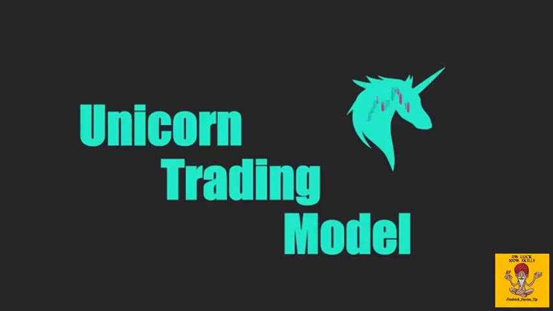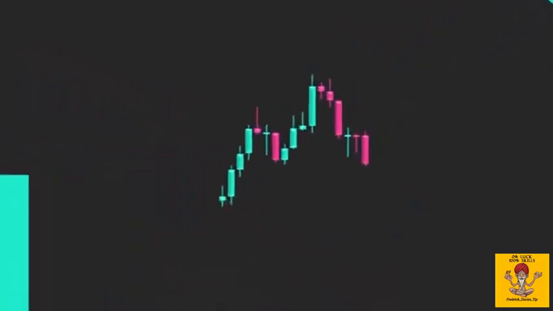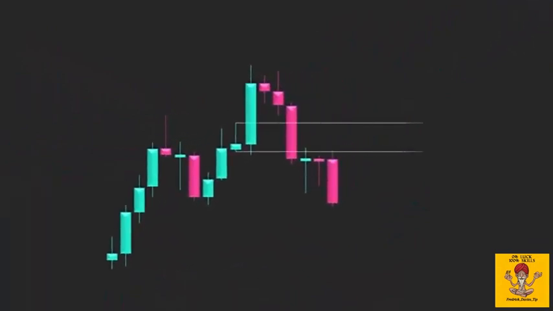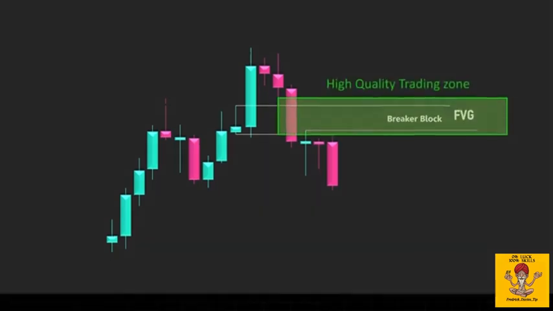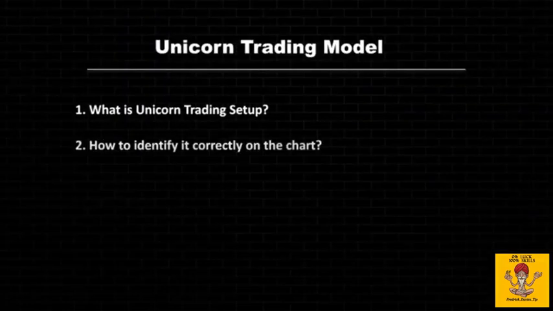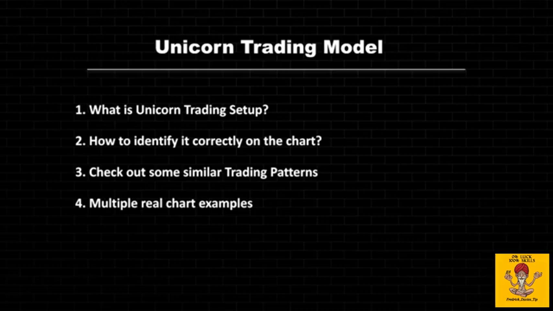We'll discuss a trade entry setup from ICT called the Unicon model. This trading model occurs when a breaker block lines up with a fresh fair value gap area, creating a high-quality trading zone. So today, we'll explain what this strategy is and how to use it correctly on your charts. We will also check out some similar patterns that help create strong confluence areas like this one.